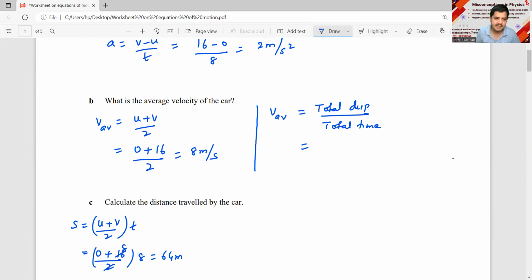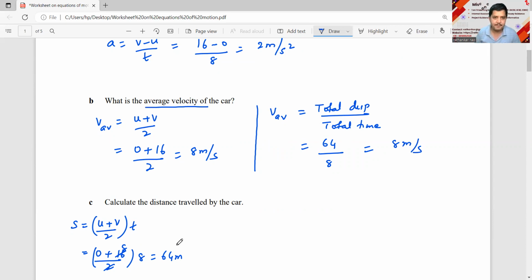So I'll take the 64 meters and substitute over here: 64 divided by the total time taken. What is the total time taken? The total time taken is 8 seconds. So I will get once again 8 meters per second. Thus you see, the average velocity has been determined using 2 different methods.